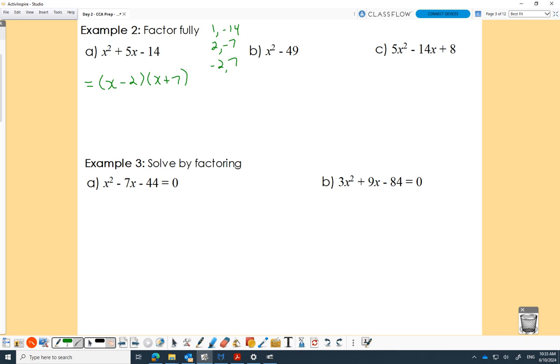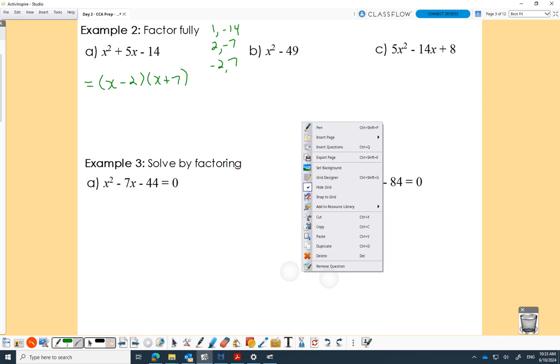Can 7 be in the first bracket? Yeah, if someone wrote x plus 7 in the first bracket and x minus 2 in the second bracket, that's totally right as well. And I'll explain why. You learned this with your multiplication tables. 3 times 5 is 15. 5 times 3 is 15. Multiplication is very friendly like that. If you do it the other way around, it doesn't matter. So if these 2 brackets were the other way around, you get the same thing. That's the only simple trinomial in the factoring part of this.